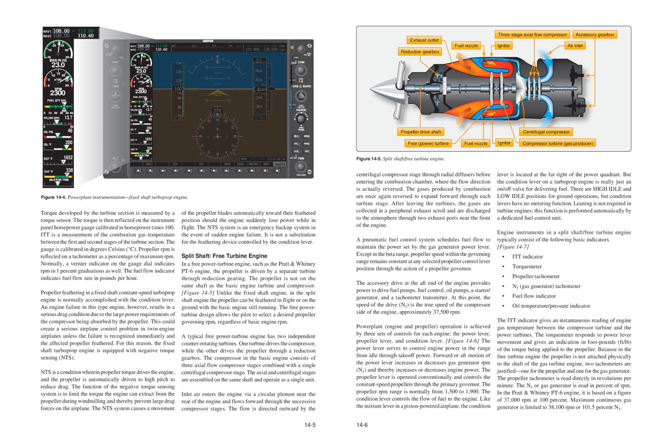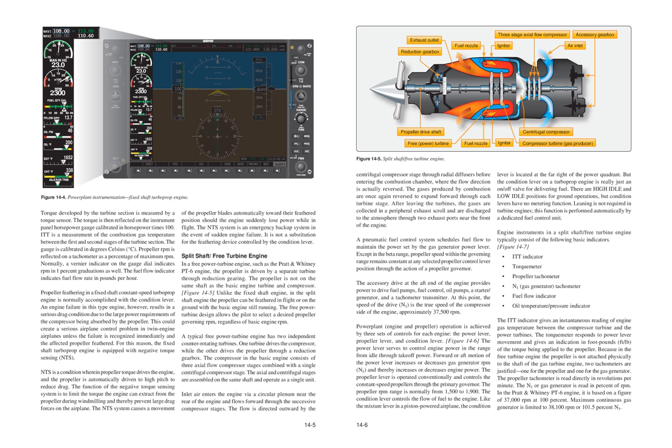Engine instruments in a split shaft/free turbine engine typically consist of the following basic indicators. Figure 14-7. ITT indicator, torque meter, propeller tachometer, N1 gas generator tachometer, fuel flow indicator, oil temperature/pressure indicator. The ITT indicator gives an instantaneous reading of engine gas temperature between the compressor turbine and the power turbines. The torque meter responds to power lever movement and gives an indication in foot-pounds of the torque being applied to the propeller.